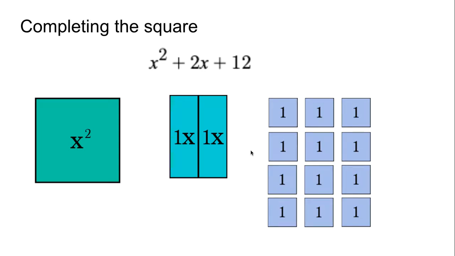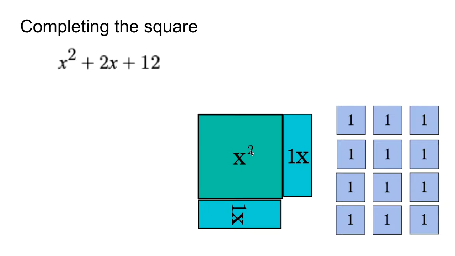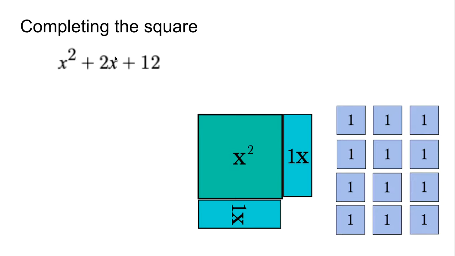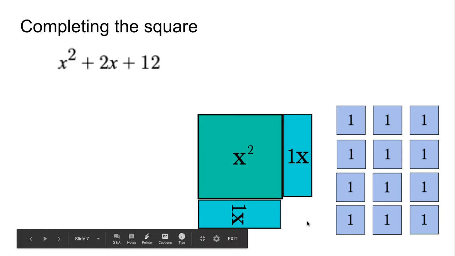So what I'm going to do is just take my two x's and divide them evenly on these two sides of my x squared tile. And then what I'm trying to do is actually make a perfect square. The first step is just to take my x squared, put it in the top left corner, take these two x's and divide them up between these two sides. And then notice I'm missing one tile right here. I could fit just one of these guys right here.